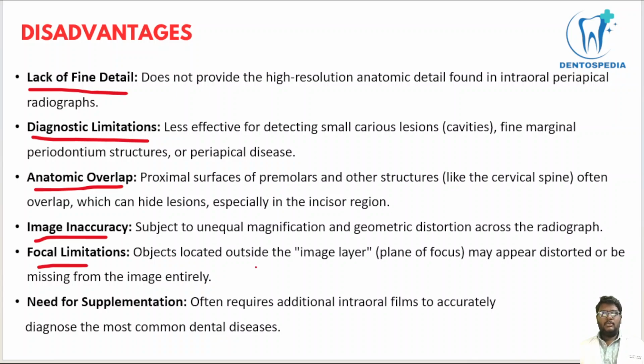Focal limitations: we have to position the patient well within the focal trough, right? If there is any slight deviation in the position of the patient, or if the patient moves and disturbs the original position during the exposure, we might get distortions or magnifications or radiographic errors in the final images. And also the need for supplementation. We can't rely on a single OPG for diagnosis. Sometimes we have to use bitewing, we have to use IOPA based on our requirement. We can't rely on single radiographic images.